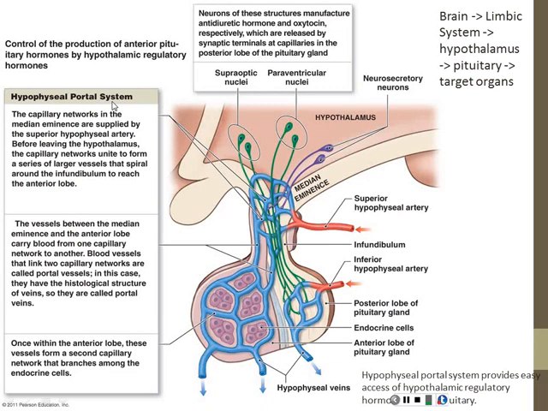Why on earth would you call it that? Okay, well, this little stalk here, this thing that hangs down, which we call the pituitary gland, it used to be called the hypophysis. Hypo is below, physis is this region of the brain. So the hypophysis, or hypophyseal, is this area right here.